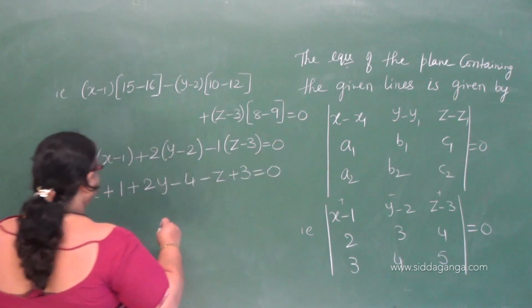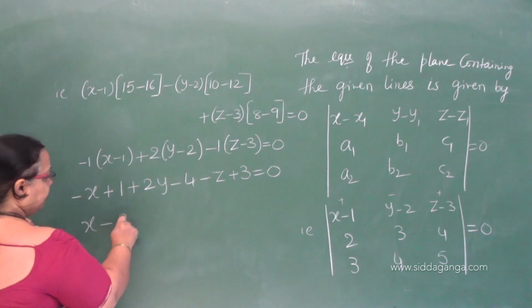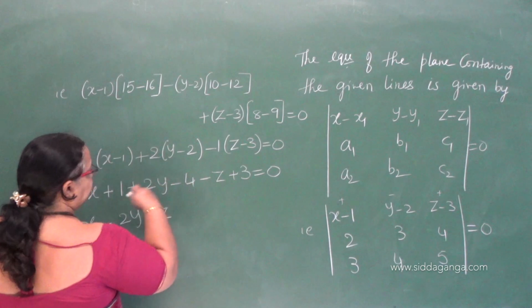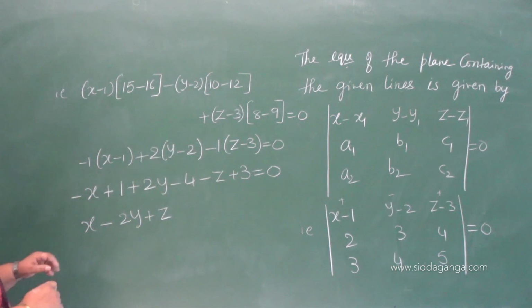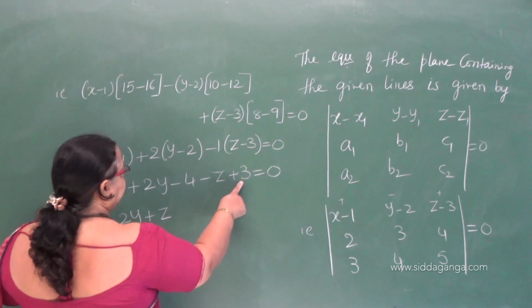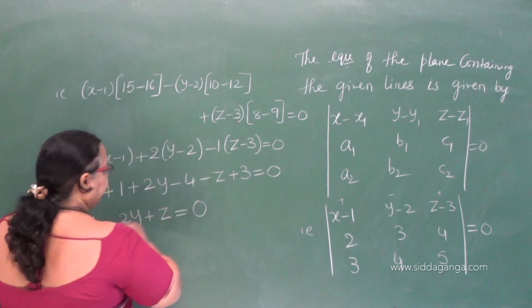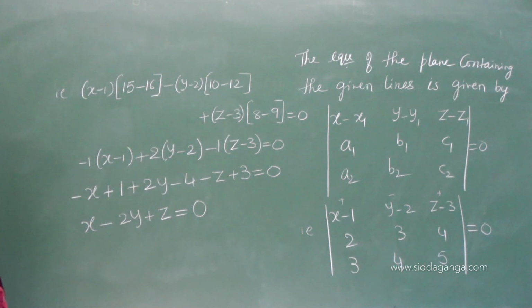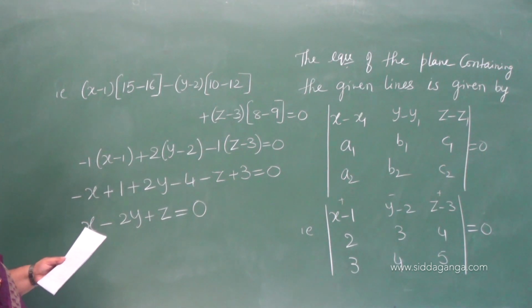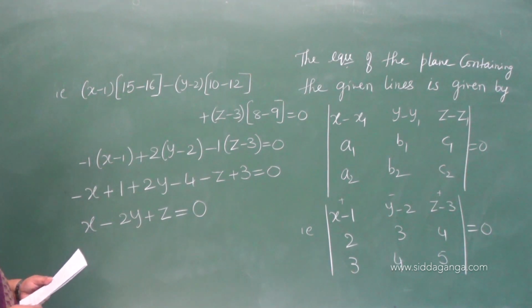That is x minus 2y plus z, taking x, y, z to the other side, and here 1 plus 3 minus 4 is 0. Therefore the equation of the plane is x minus 2y plus z equal to 0. So that is the equation of the plane.